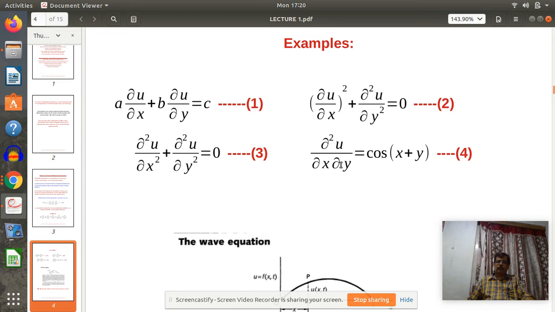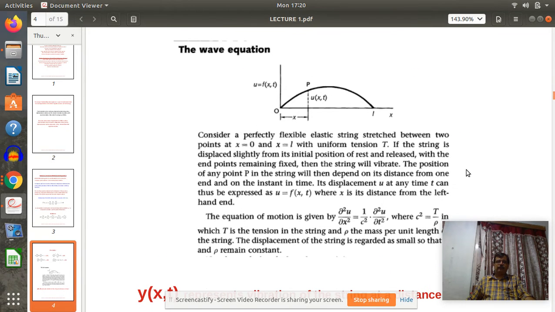Another one, ∂²u/∂x∂y = cos(x + y). So these are some examples of partial differential equations. And this is one of the application cases, a wave equation. Actually, we will explain this in detail in our second module. Anyway, in this case, we will simply identify the dependent variable which represents the partial differential equation.